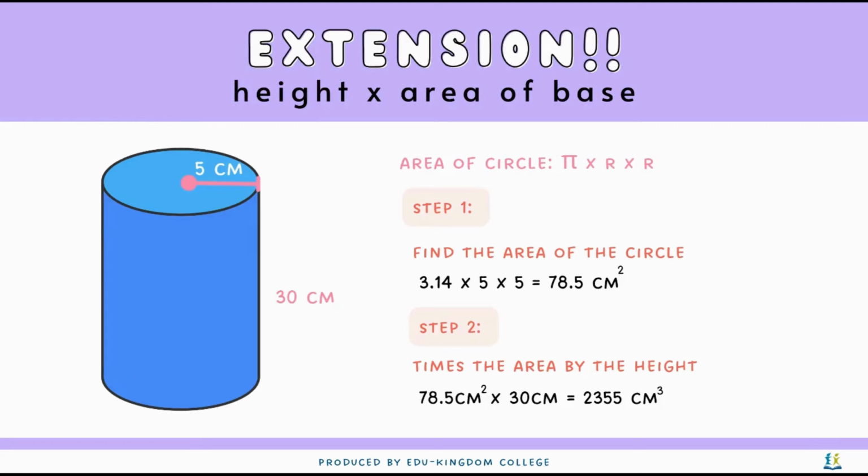Now we have an extension looking at how to find the volume of a cylinder. Finding the volume of a cylinder has the same formula as finding a prism. The area of a circle is given by pi times r squared, where r is the radius. Step 1, we find the area of the circle. We have 3.14, which is pi, times 5 times 5, which would give us 78.5 centimeters squared. Step 2 is to times it by the height. 78.5 centimeters squared times 30 centimeters would give us 2,355 centimeters cubed.